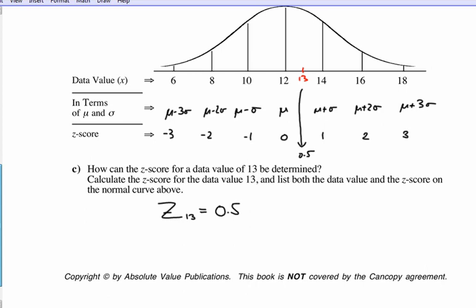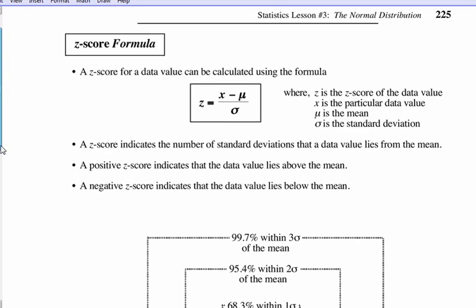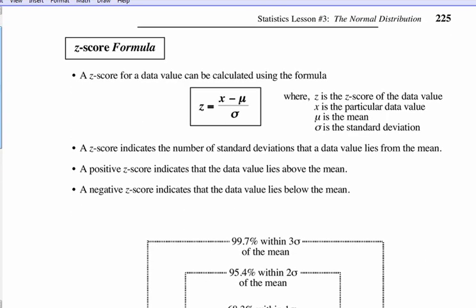Now there is a formula to calculate this, our z-score. So if you know your mean and standard deviation and the value you want to determine the z-score for, we have this formula. Now this formula is on your formula sheet. It's really important. You will be using it a lot in this unit. So highlight that. But it is on your formula sheet.